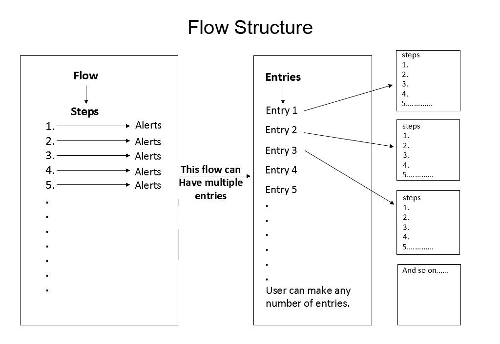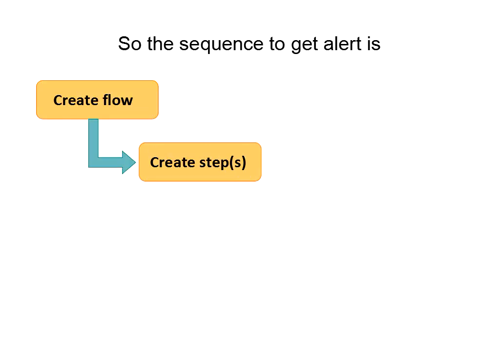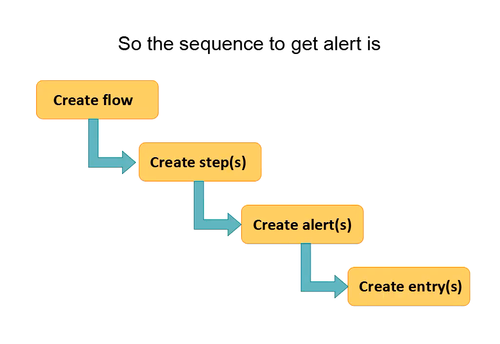It means that the user has to first define a flow with steps. When the user creates an entry, these steps will reflect in every entry that the user will create. So the sequence to get alert is create flow, create steps, create alerts, create entries.